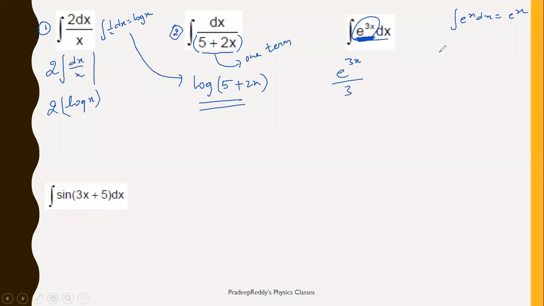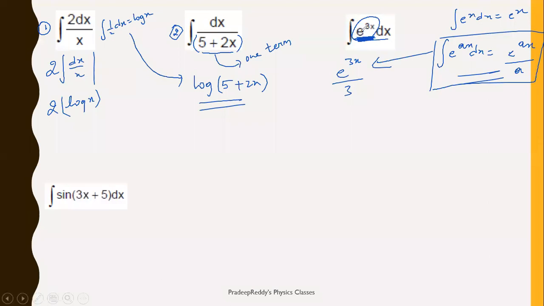So simply you have the basic relation: integration e power ax dx is equal to e power ax divided by a. This is the formula. Use the same formula here. That's the relation. Now coming to the next question, here we have sine of 3x plus 5 dx.